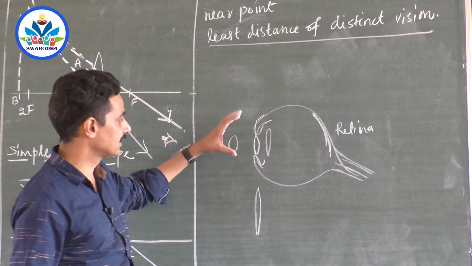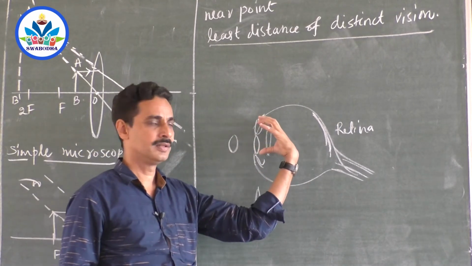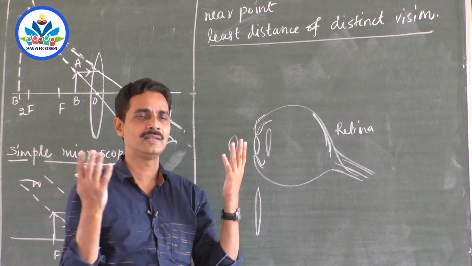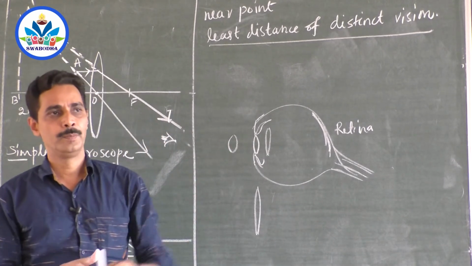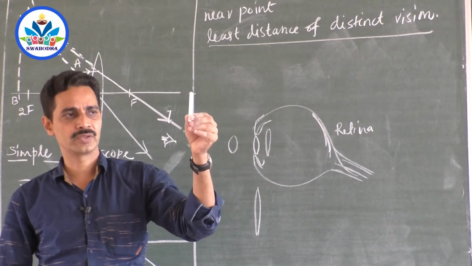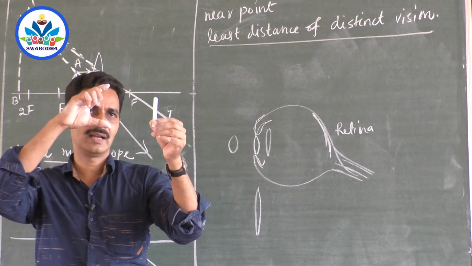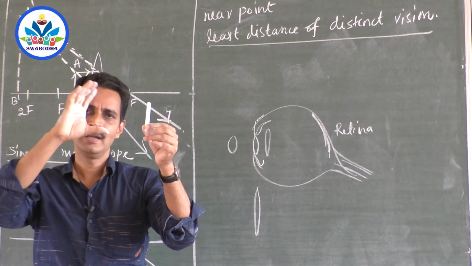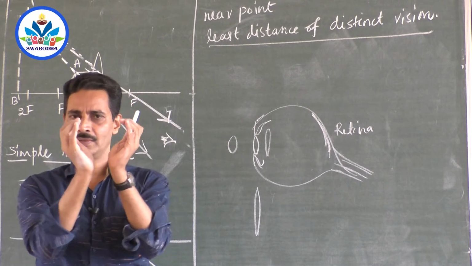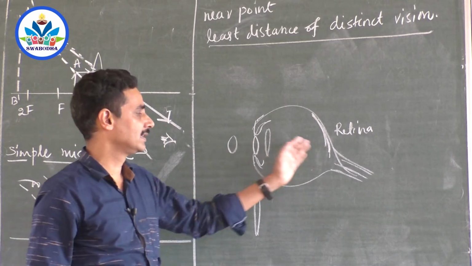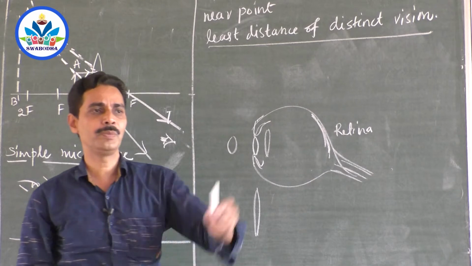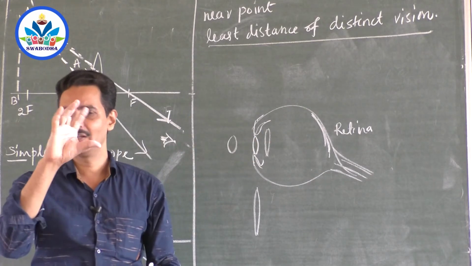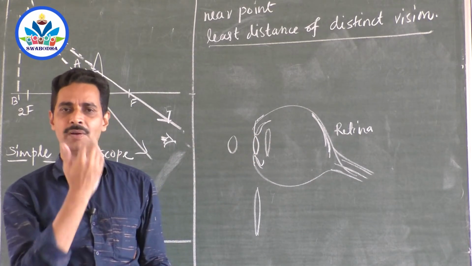The ciliary muscles are in their relaxed position and the eye lens is very thin, so the image is easily formed on the retina. Bring the object closer and closer. The ciliary muscles keep on contracting, the eye lens bulges more and more, and the image is always formed on the retina. For every position of the object, the eye lens will adjust itself so that the image is formed on the retina.